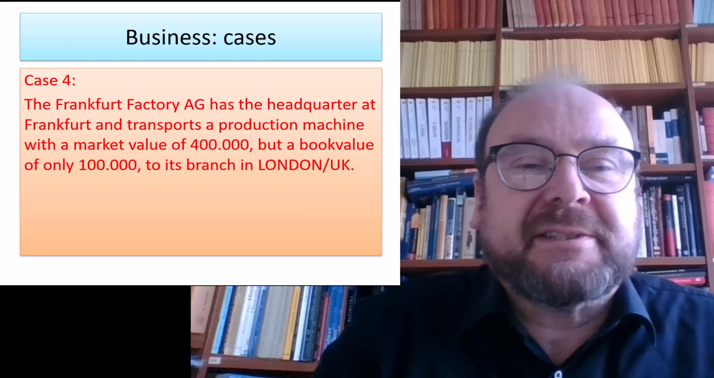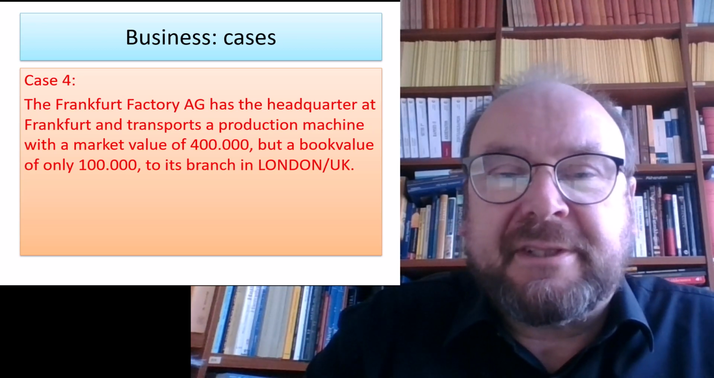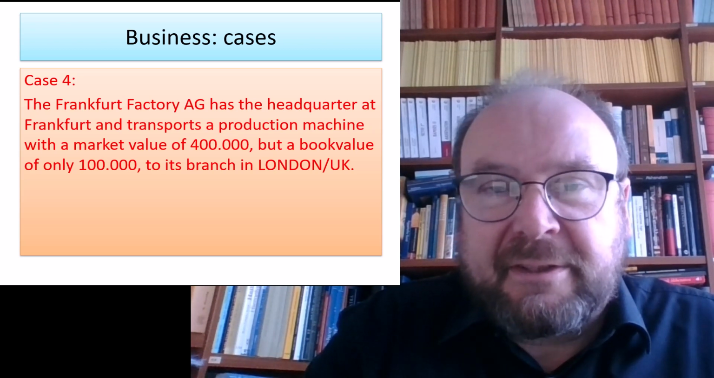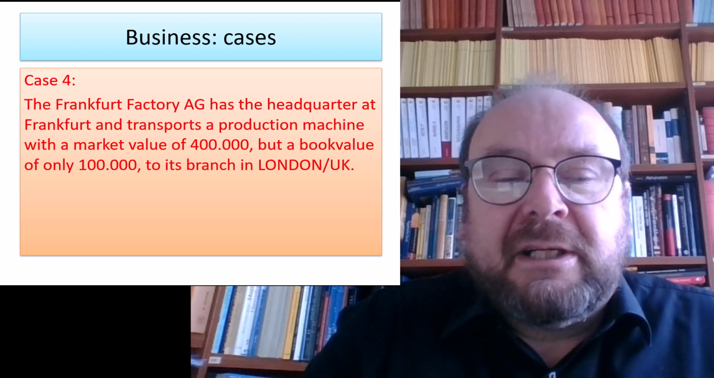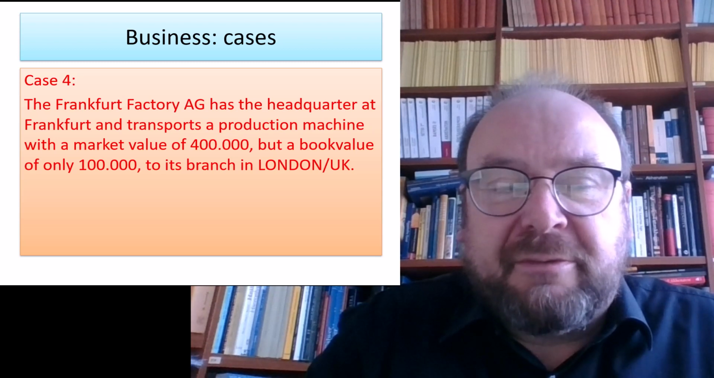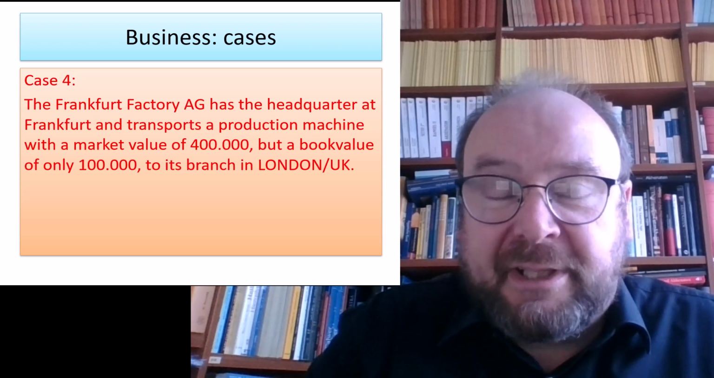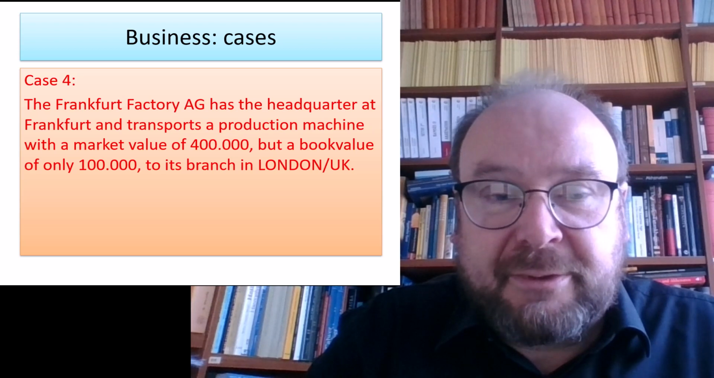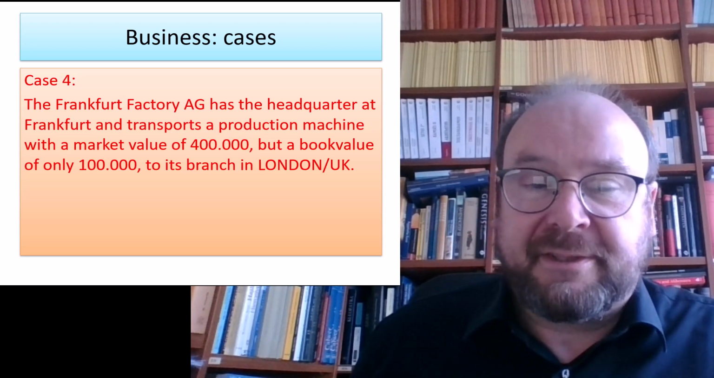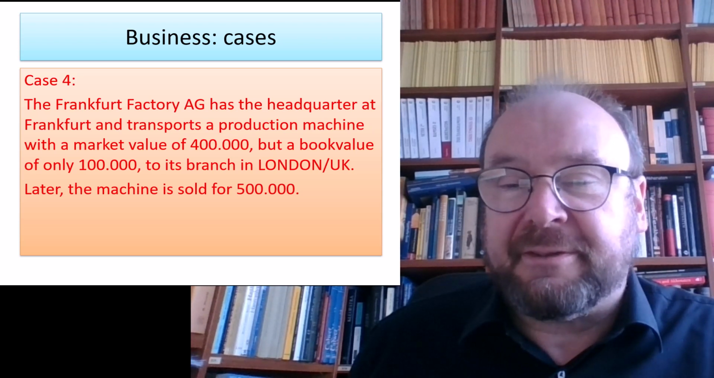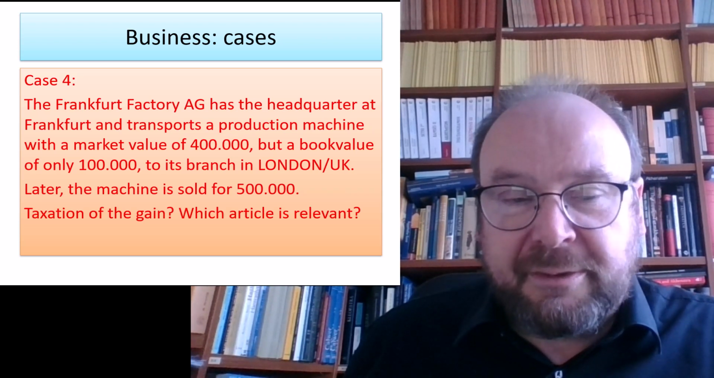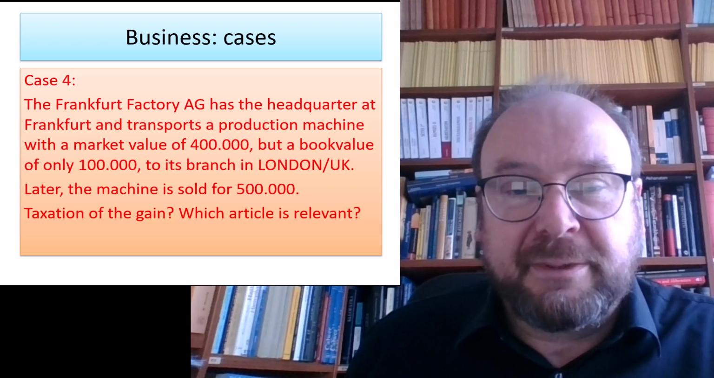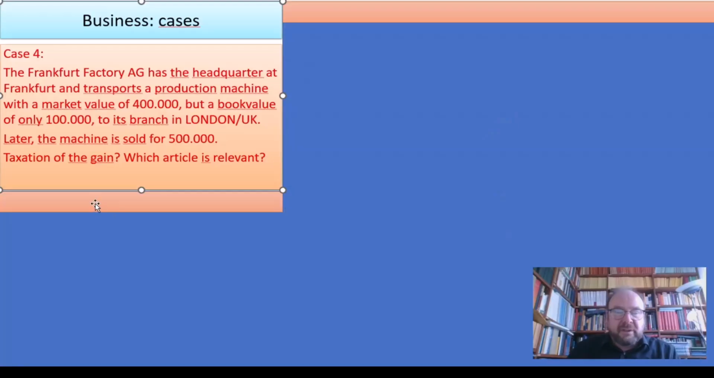So case number 4 is about something which sounds at first glance a bit strange. The Frankfurt Factory AG has its headquarters at Frankfurt. There is also evidently the place of management and the registration. And it transports now a production machine with a market value of 400,000 to its branch in London, UK, to have it used there in the future. The book value, so the carried amount, as one would also say, is only 100,000. Later, the machine is sold for 500,000. Now, how is the gain taxed and which article or which articles of the DTT are relevant? That's the question, and we are going to look for an answer soon.